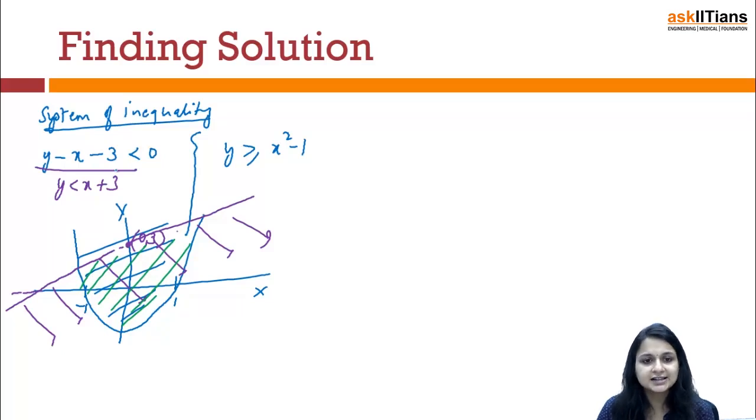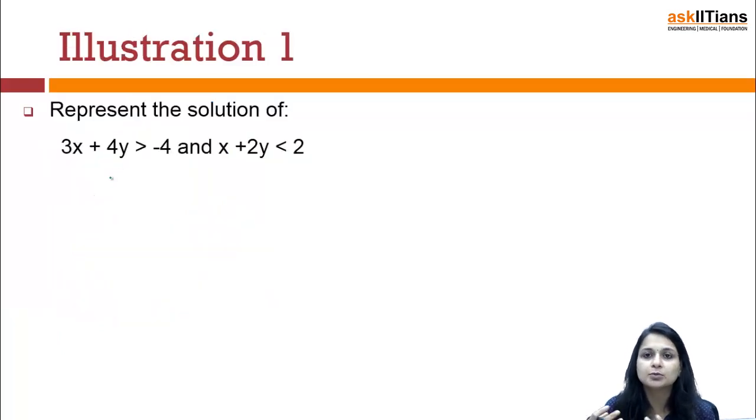Let's take some examples, illustrations, so it will be clearer for us. Here we want to write the solution of 3x plus 4y greater than minus 4 and x plus 2y less than 2. We can have 3, 4, 5 inequalities also. The only thing that we have to take care of is to represent the graph, see what portions it is representing, and find the overlapping regions.